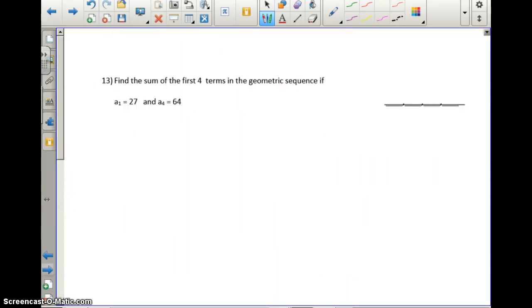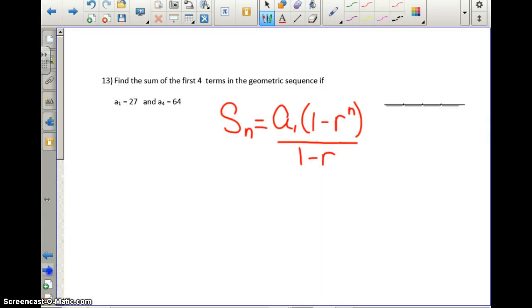Number 13, final problem on the review sheet, says to find the sum of the first 4 terms. Well, if I'm going to find the sum, then I'm going to use the formula that they give me for the sum, which says the sum of a number is equal to the first number times 1 minus the common ratio raised up to the n, all over 1 minus that common ratio. And if you notice, they gave me 2 things, but they didn't tell me the common ratio. I have to figure that out for myself.